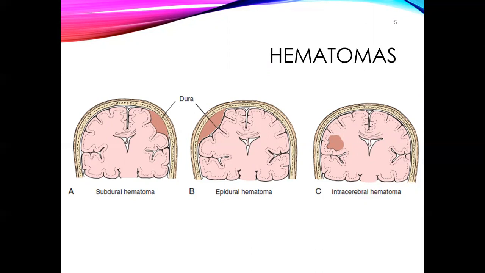And in C, you have an intracerebral hematoma. Intracerebral hematomas are small vessels within the brain tearing and bleeding.